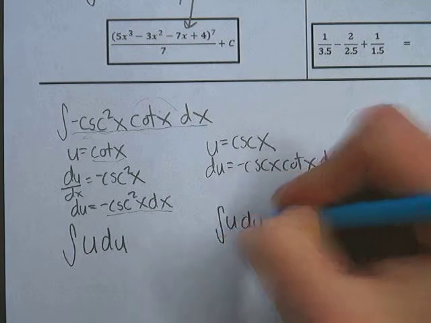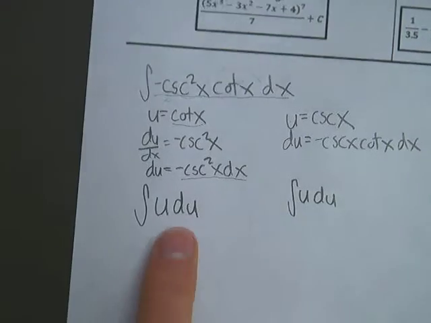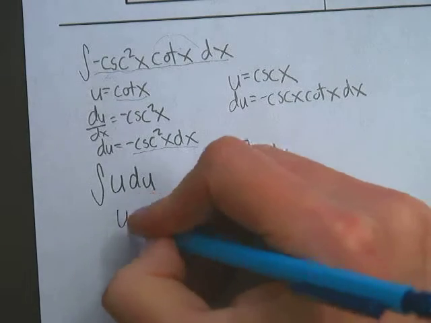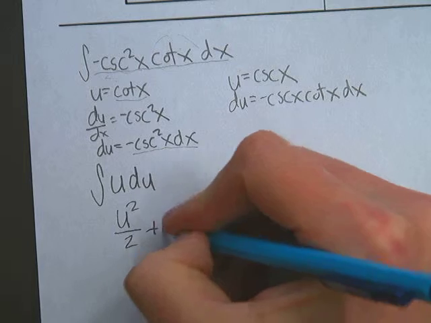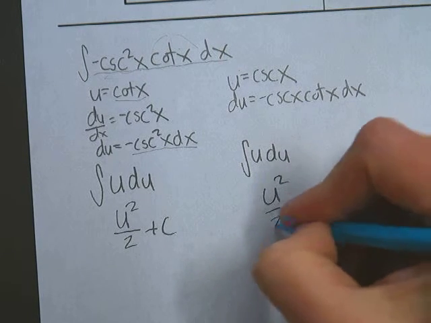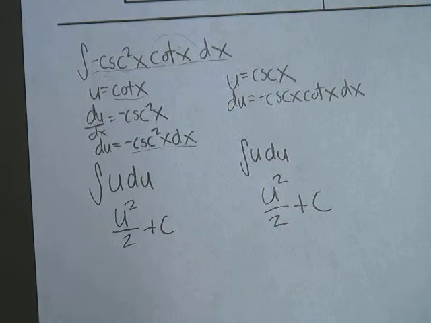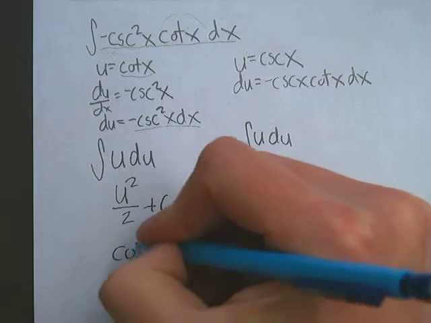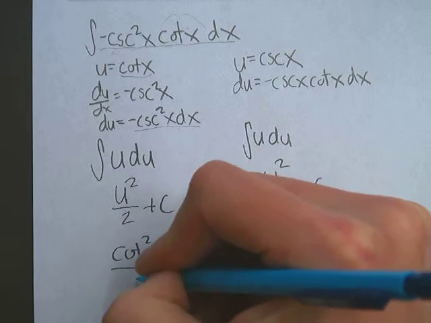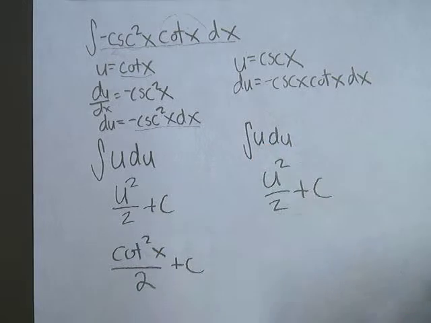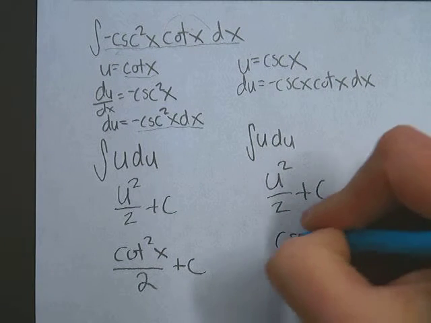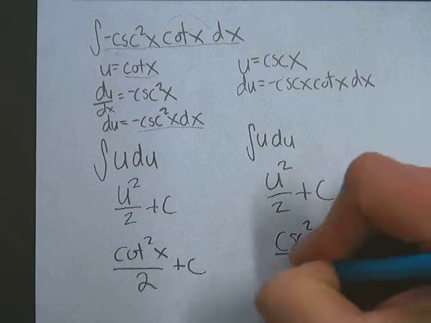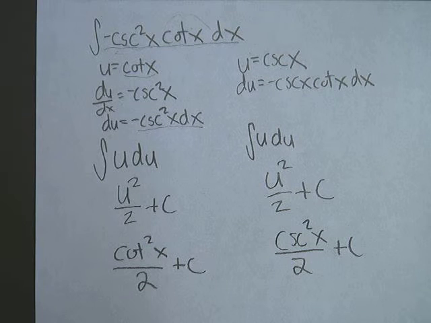Cool, so no matter which technique we use, we simplify to something really easy. These integrals are very easy: u squared over 2 plus c. But when we plug back in what our u was, we get two different answers. We get cotangent squared x over 2 plus c for this one, and cosecant squared x over 2 plus c for this one.